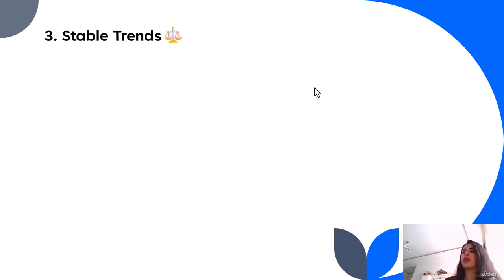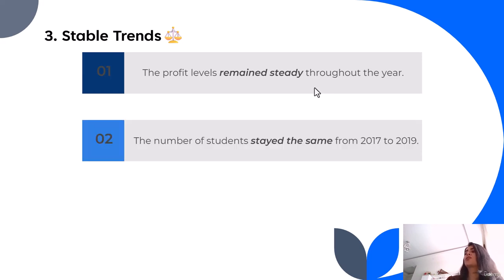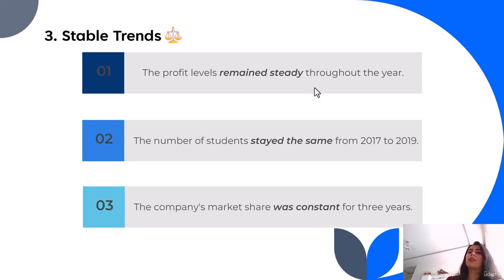Stable trends. The profit levels remained steady throughout the year. The number of students stayed the same from 2017 to 2019. The company's market share was constant for 3 years.